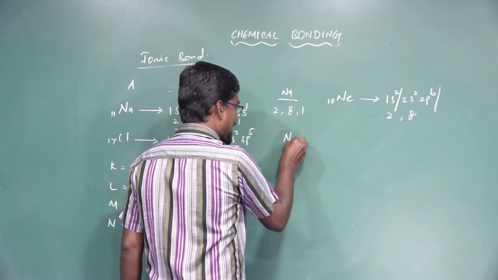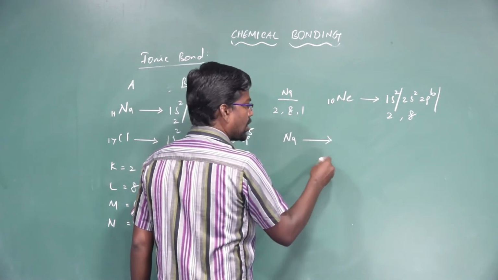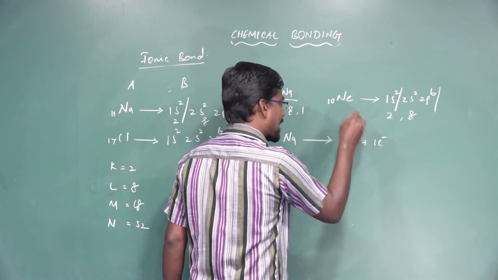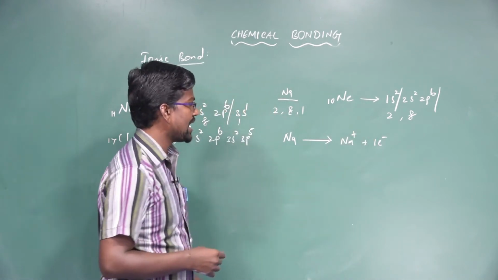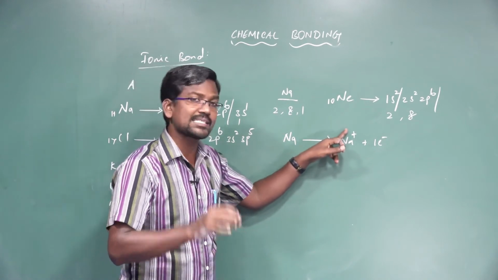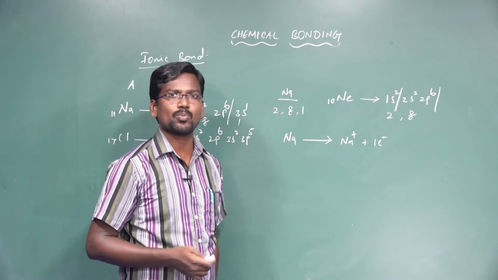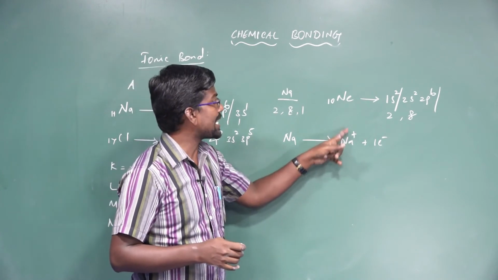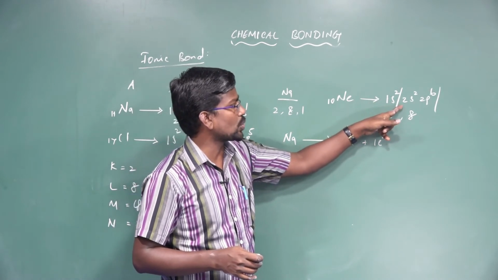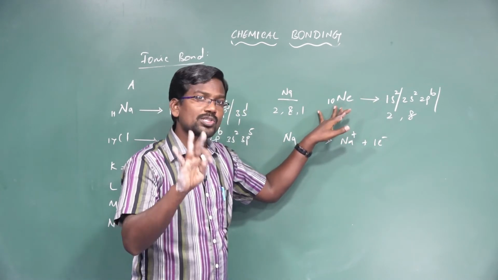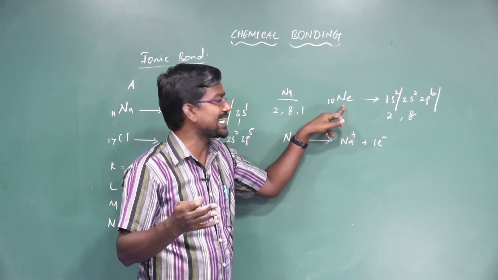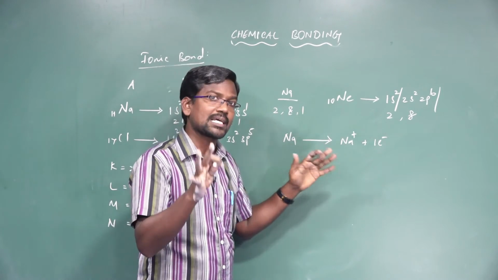Sodium metal Na loses 1 electron to form an Na plus ion. Compared to sodium metal, Na plus is more stable, because it has the stable electron configuration of neon. Neon is a complete subshell of 1s2, 2s2, 2p6, and neon is more stable. That's why the Na plus ion, which has an electron configuration similar to neon, is more stable.